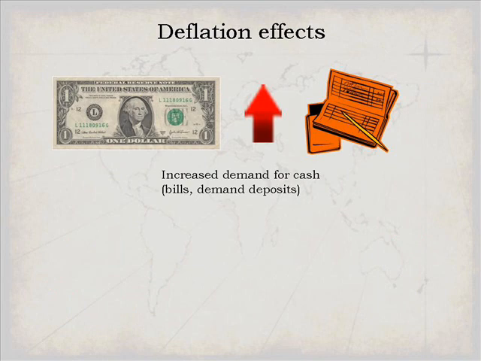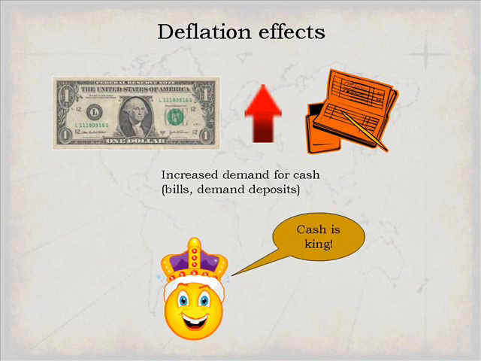Probably one of the most subtle deflation effects is an increase in the demand for cash, whether that be currency, bills, or demand deposits. There is typically an inverse relationship in the demand for credit and the demand for cash. So if we have the supply of credit tightening or being reduced, then the amount of demand for cash should increase. In fact, it can be stated that during a deflation, cash is king.